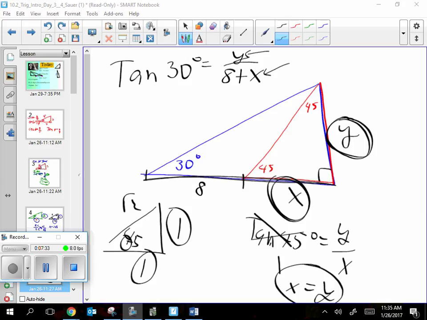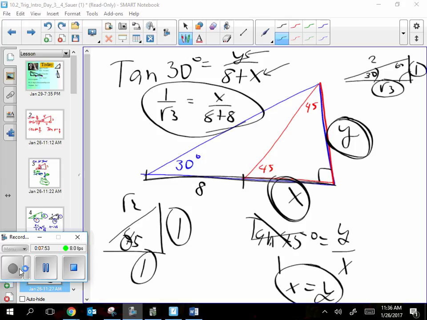Okay. But what's tangent of 30? Well, I can make my classic 30, 60, 90 triangle. 1, 2, square root of 3. What is the tangent of 30? Tangent is opposite over adjacent. 1 over root 3 is equal to, I'm going to change y to x over 8 plus x. And there we go. If I solve that, I'll have my answer. Sorry, not 8, 8 plus x. There we go. Then I'm going to cross multiply that way, and I'll get x root 3 equals 8 plus x. Then I'm going to subtract x's from both sides, and I'll have x root 3 minus x is equal to 8.